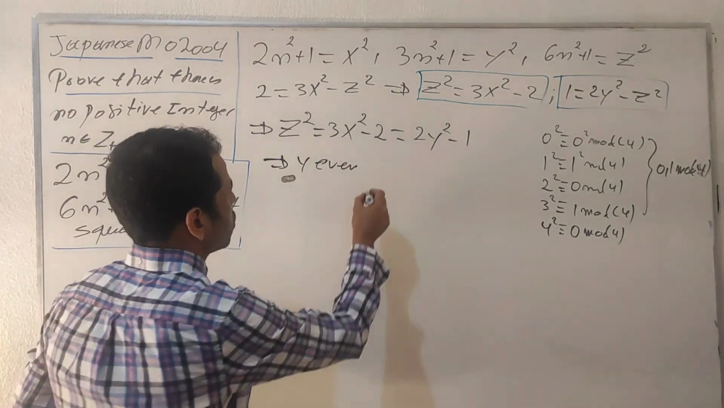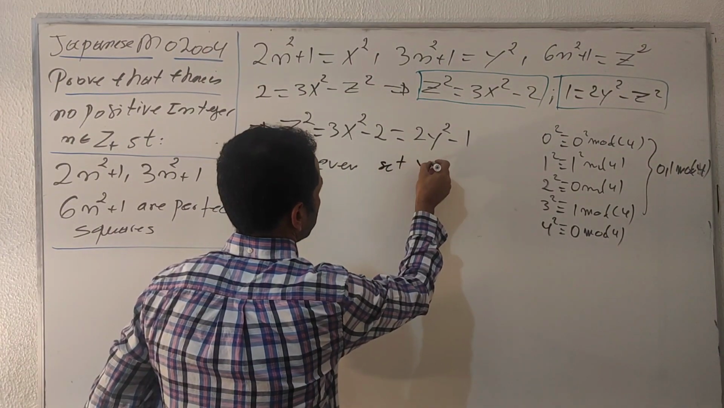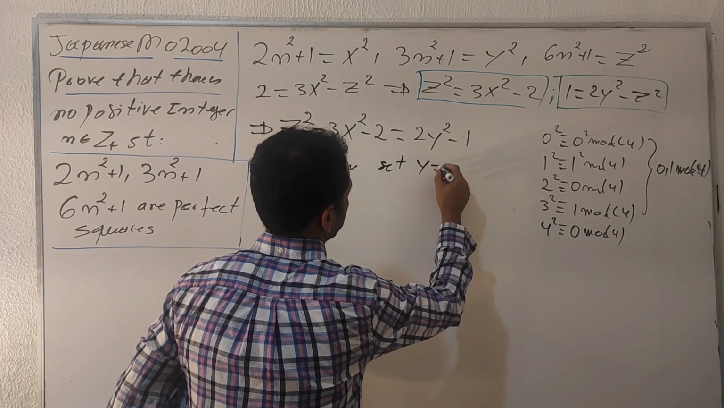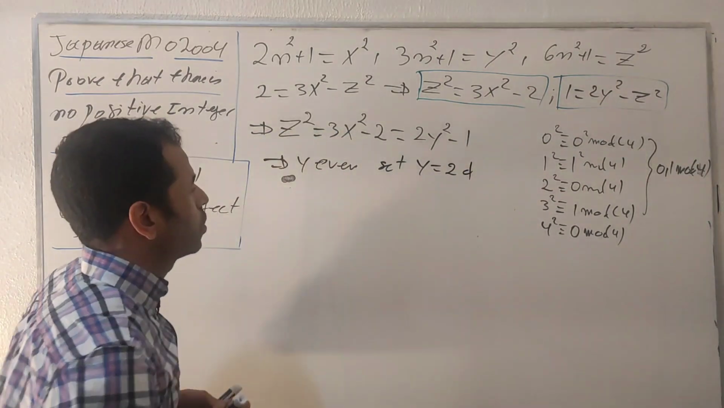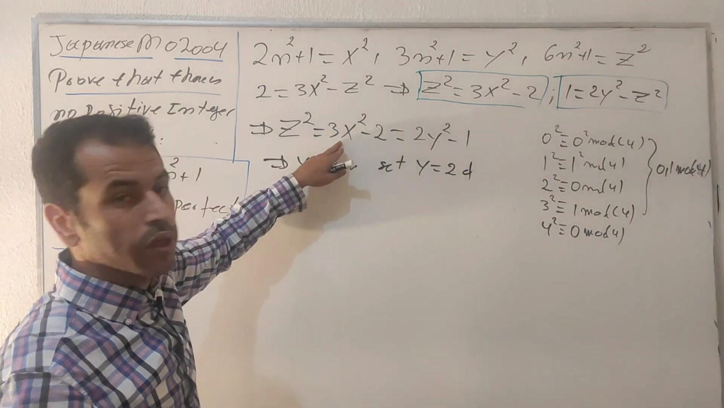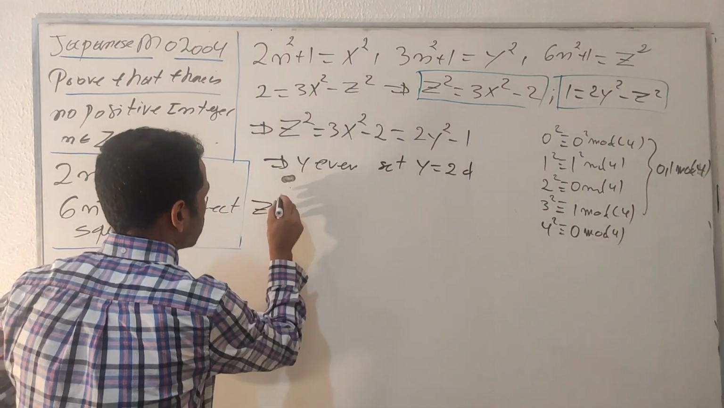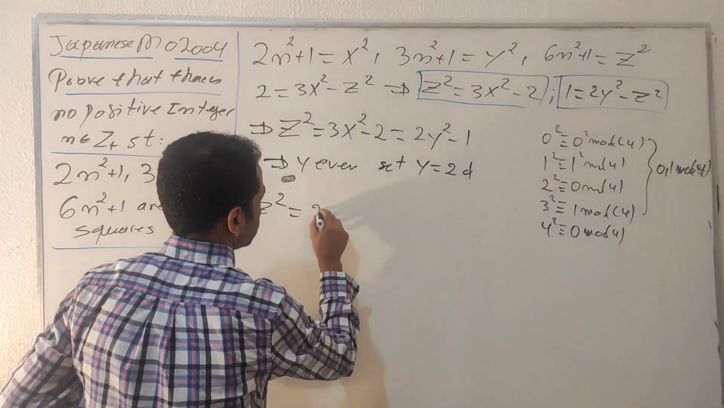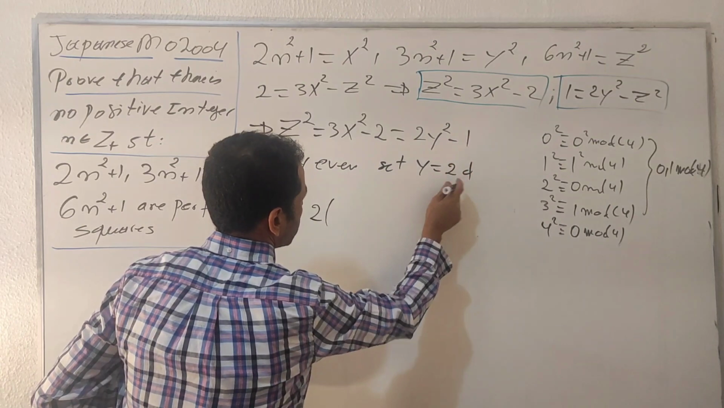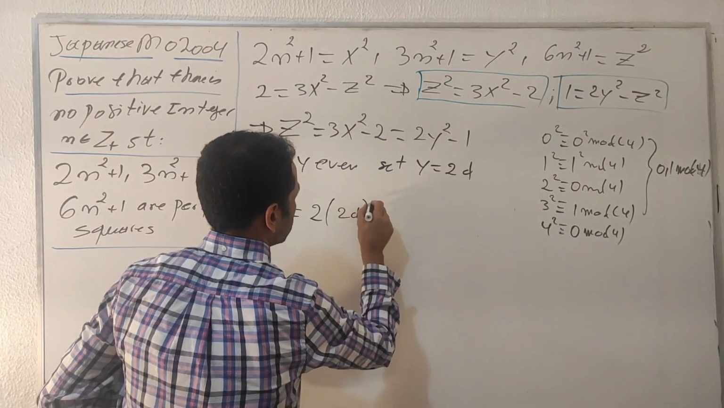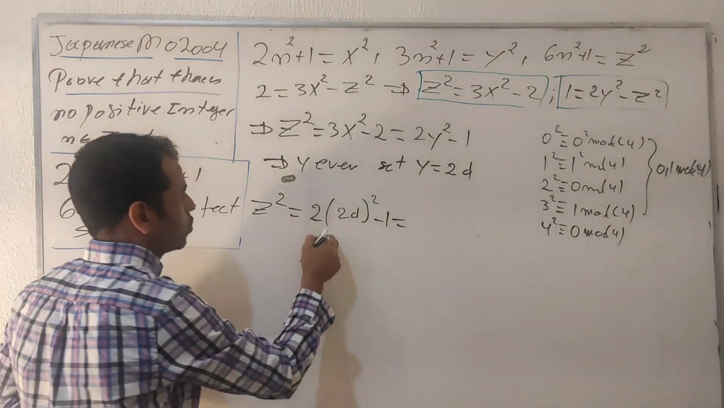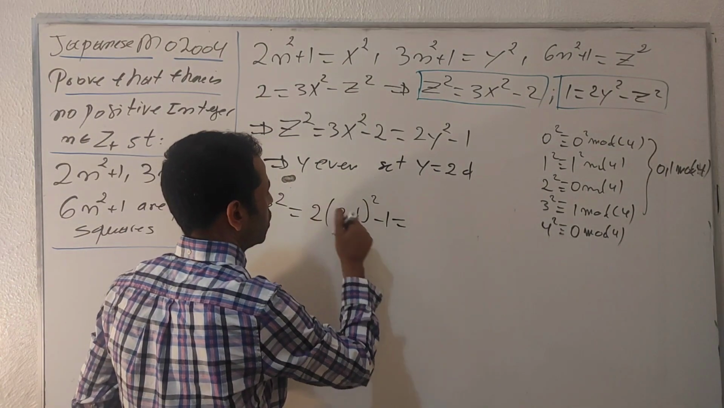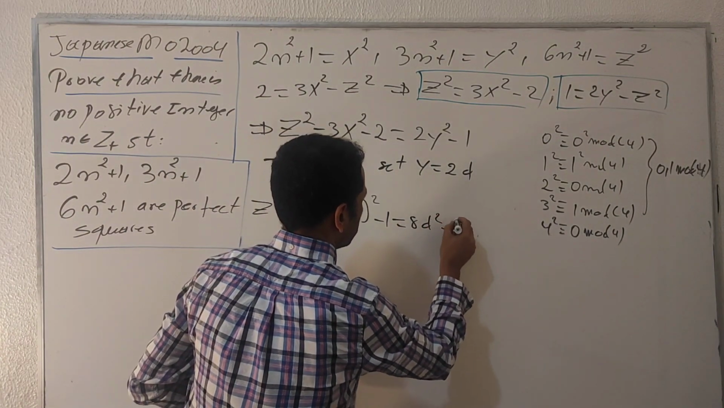Since we found y is even, I'm going to do the same thing that I did before. Let's set y equal to 2d. Plug this into the same equation, where z squared equals y squared minus 1, with y replaced by 2d, quantity squared, minus 1. Distributing this gives us 4d squared minus 1.